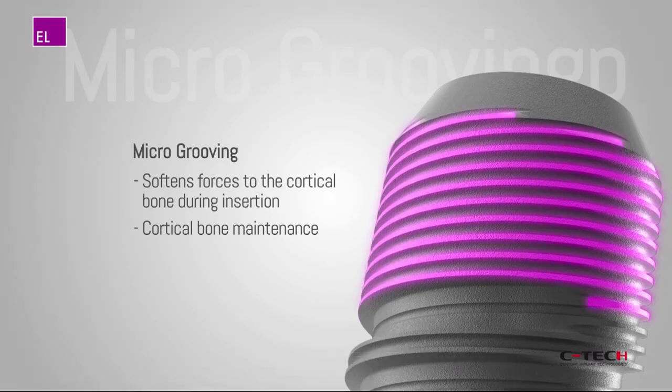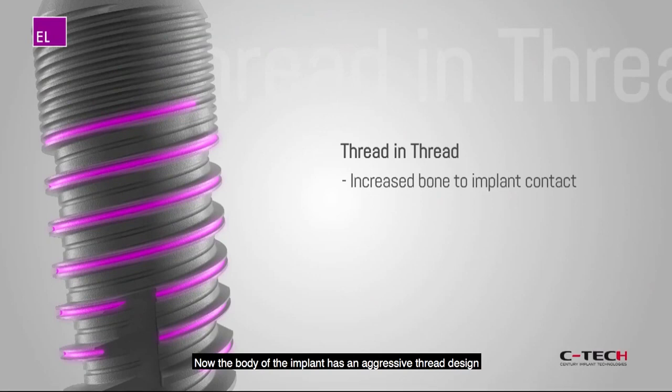Now, the body of the implant has a very aggressive thread design, which is meant to increase the ease of the insertion of the implant in the rest of the bone. Aggressive threads are okay for the spongious bone, and an additional thread and groove will help the surface of the implant to be bigger, and also the osseointegration to be better in the spongious bone.